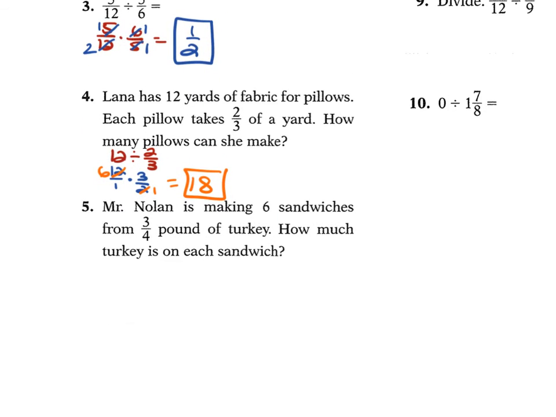5 says Mr. Nolan is making 6 sandwiches from 3/4 pounds of turkey. How much turkey is on each sandwich? So 6 sandwiches from 3/4. So we're going to do 3/4 divided by 6. So 6 is 6 over 1. If we keep, change, flip, that's 3 over 4 times 1 over 6. We're going to simplify the 3 to become 1, 6 becomes 2. That's 1 over 8 pounds.